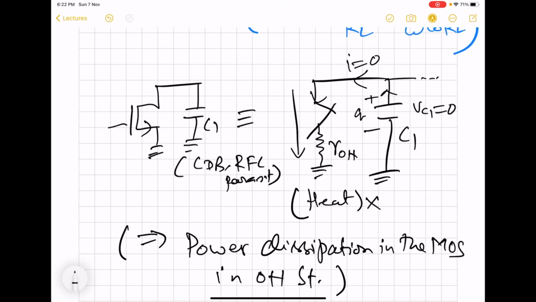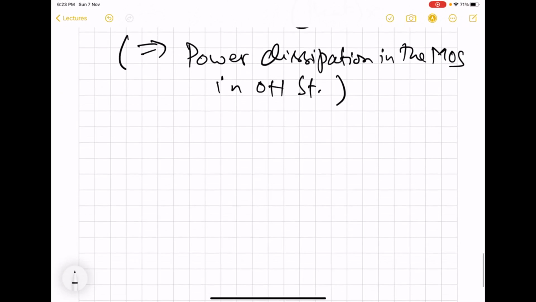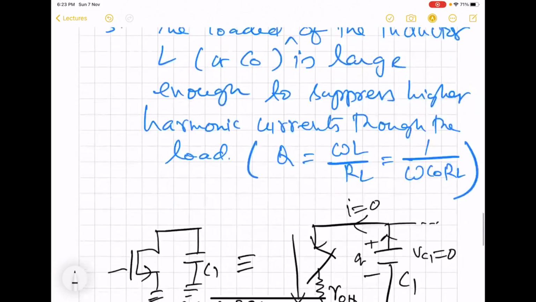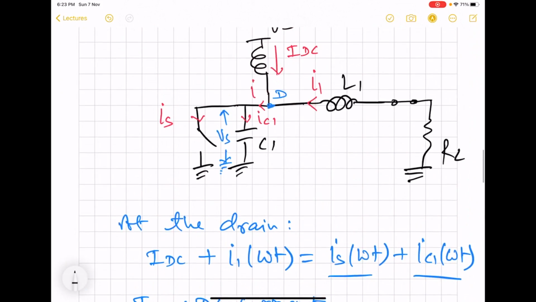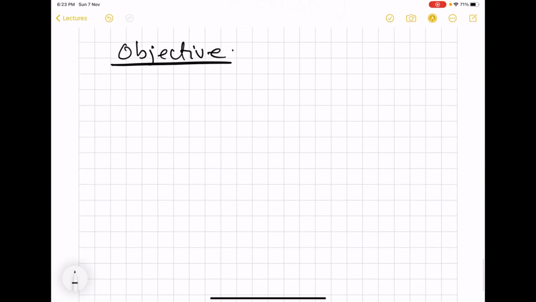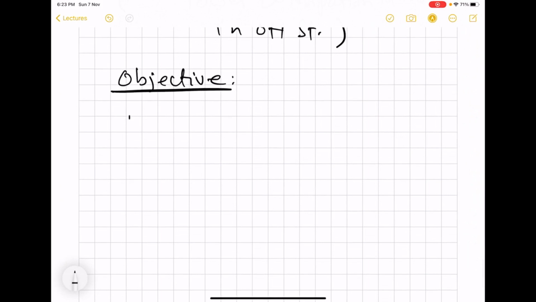So a class C amplifier basically does this to ensure that a real-life switch-based power amplifier offers high efficiency. Now the first objective is to find out the switch voltage, which is pointed out here, and it is this voltage which is going to play an important role in all the analysis.